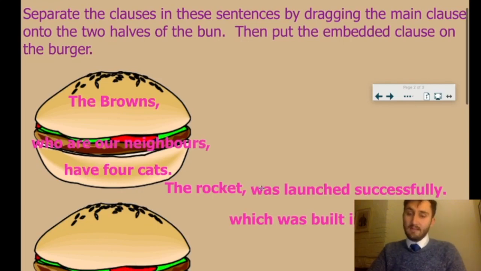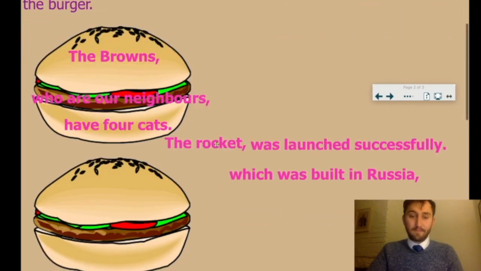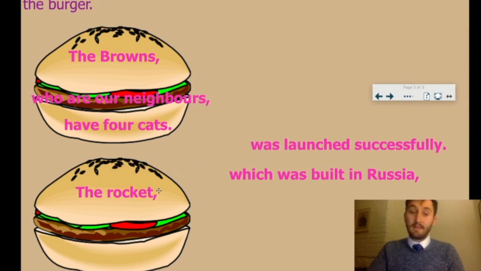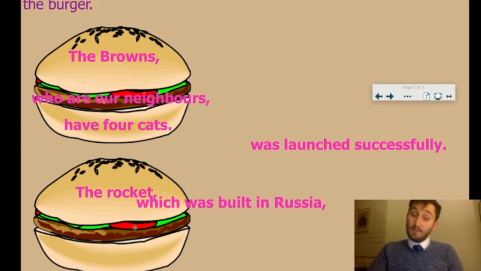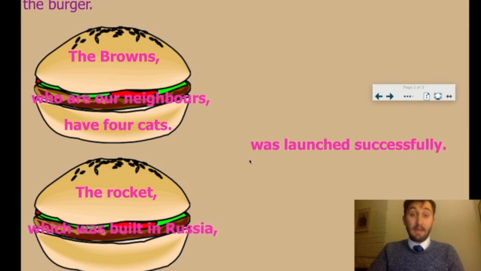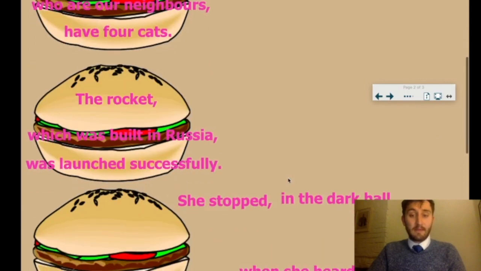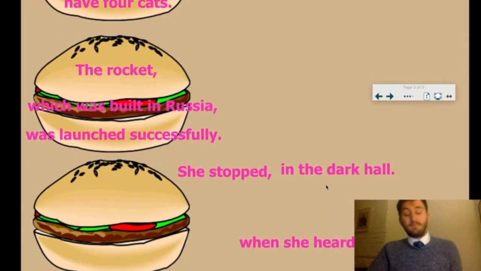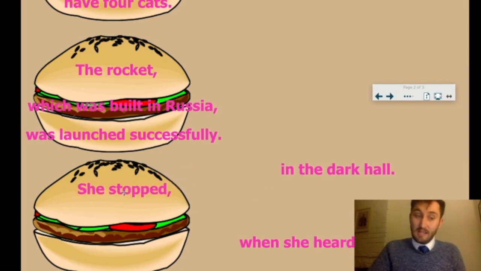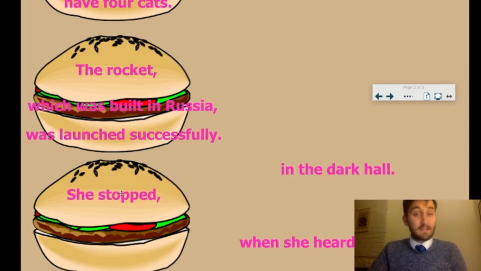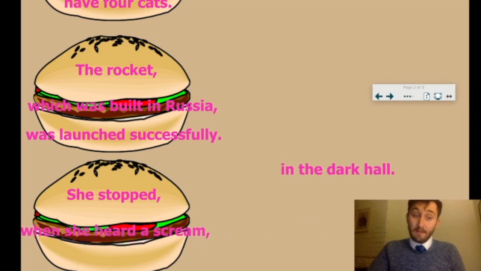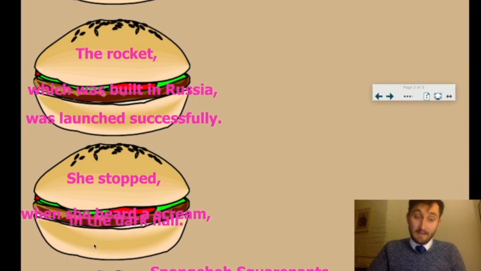Next, the rocket was launched successfully. So that's a main clause, isn't it? There's no embedded clause in that. I'm going to put the rocket because I know there's a capital T at the start. It's going to be the start of my sentence. The rocket, I've got my piece of punctuation, which was built in Russia, is going to be my embedded clause in the burger, was launched successfully. She stopped in the dark hall. There's definitely no embedded clause in there, but I know that the capital S is the start of my sentence. She stopped, when she heard a scream, the piece of punctuation afterwards, my comma, in the dark hall.